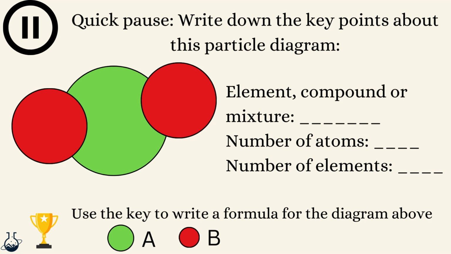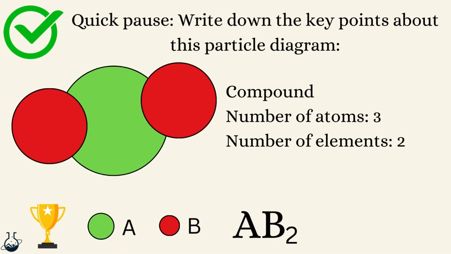Take a quick pause here and write down the key points about this particle diagram. If you finish, try the challenge. Let's see how we got on. There are two types of atoms bonded together. This is a compound. There are three circles, so three atoms, but two different colours, so two elements. We have one green, which is A, and two reds for B, so our formula is AB2.